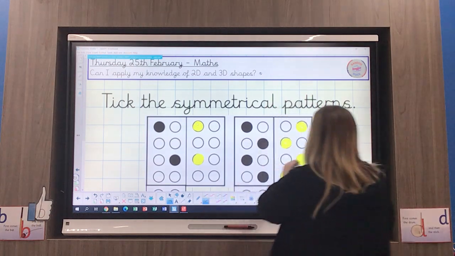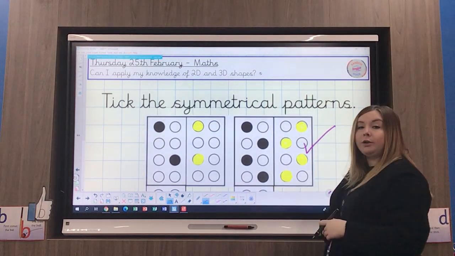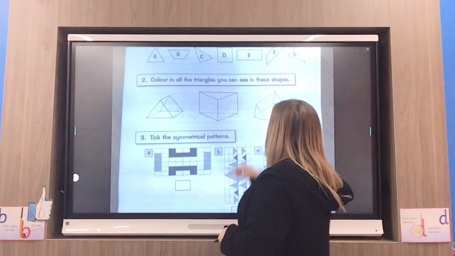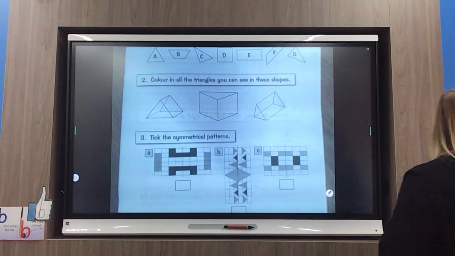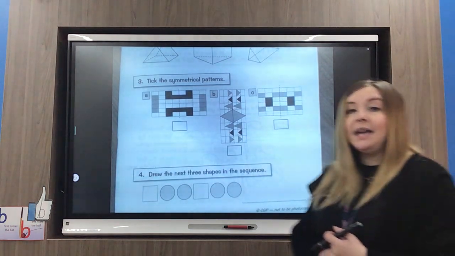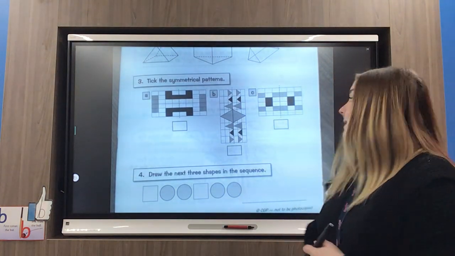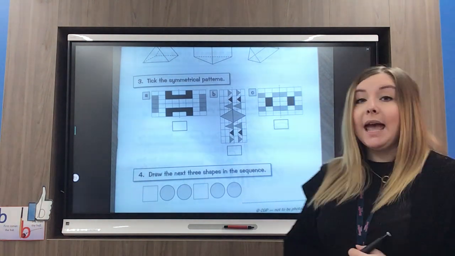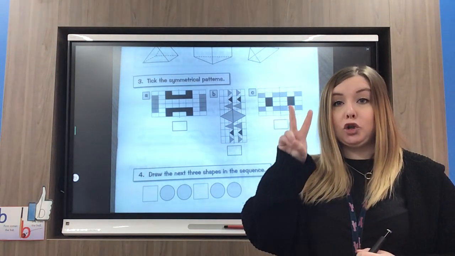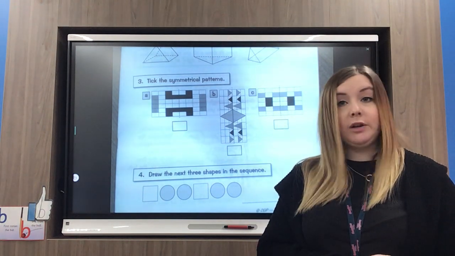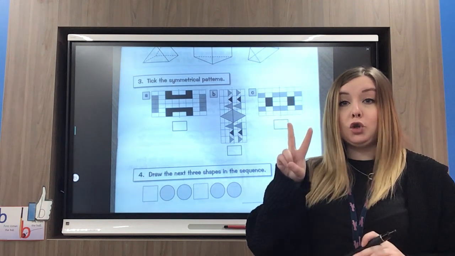Okay, so well done if you said that that one was the same. And what you've got to do is to have a look at these patterns and look carefully at those patterns and tick the symmetrical ones. And I'll give you a clue. There are two that you've got to tick. Okay? One of them isn't symmetrical, two of them are.